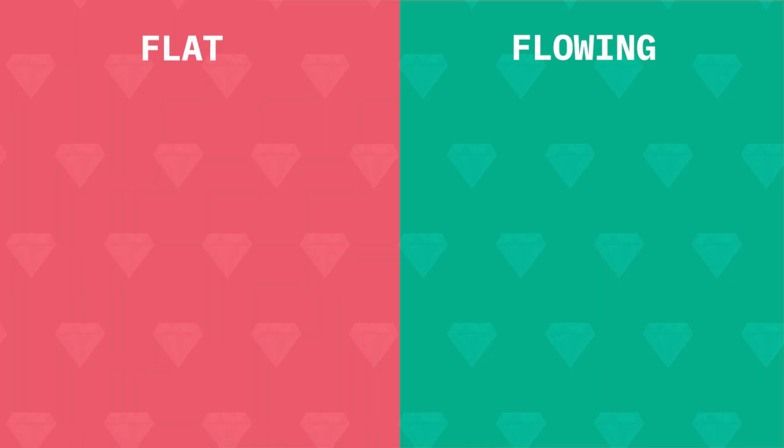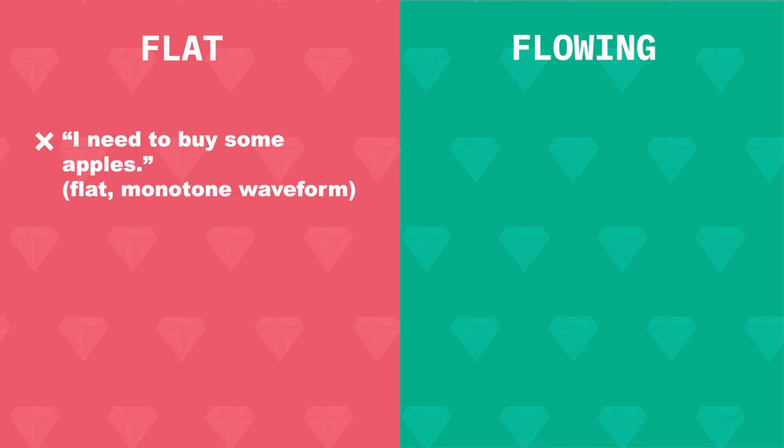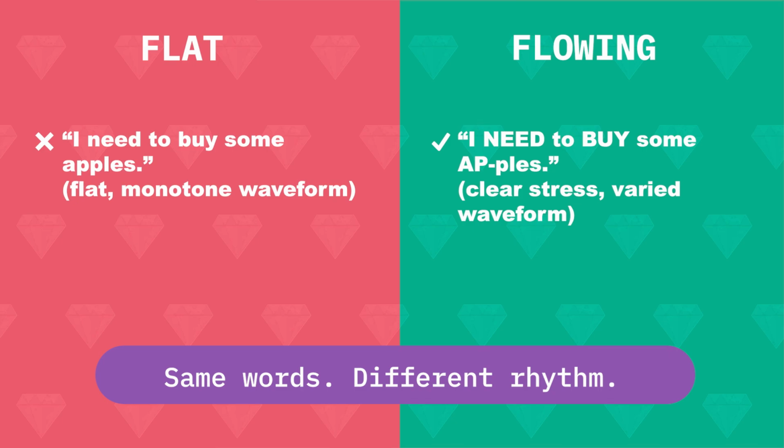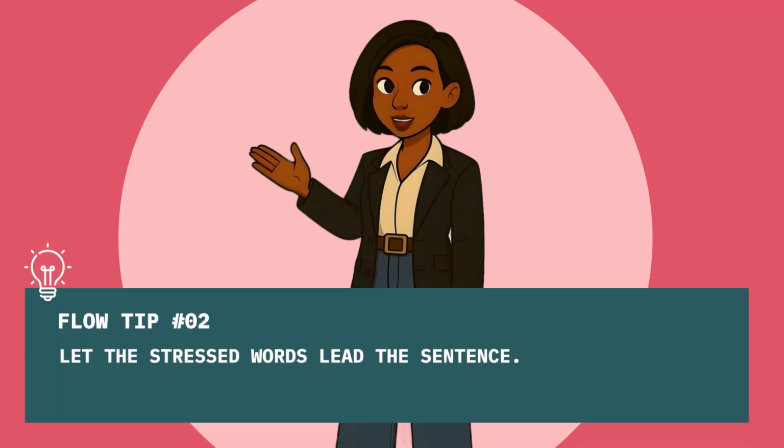Flat versus flowing. Flat: I need to buy some apples. Flowing: I need to buy some apples. Flow tip 2: let the stress words lead the sentence.